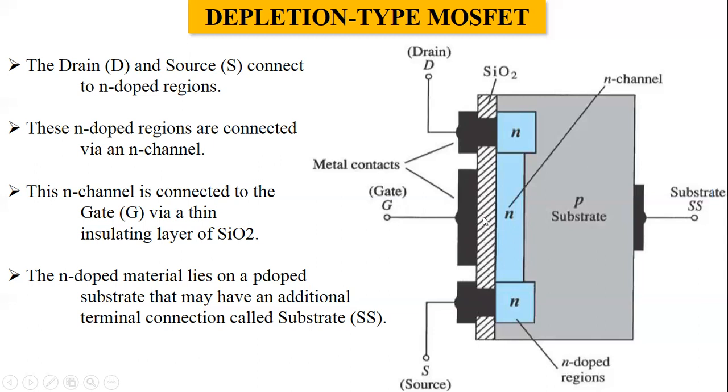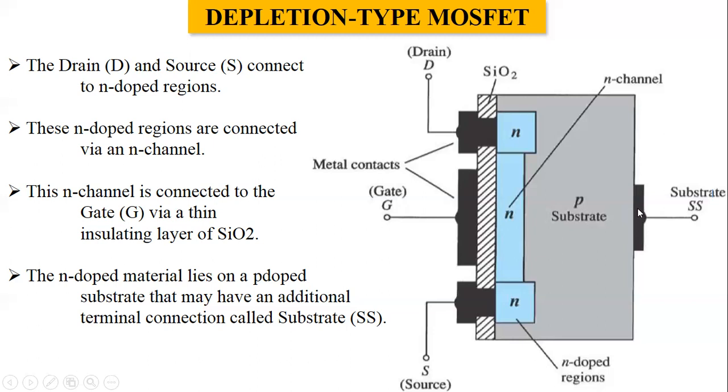So this is how the construction of the FET is. We have the drain terminal and the source terminal. Within the drain and source region we form a channel, and between the channel and the controlling gate we have a silicon dioxide layer, which is an insulating layer. This is how the MOSFET is constructed, the depletion type MOSFET. And here we have a second metal attached to the substrate, called SS, the substrate terminal.